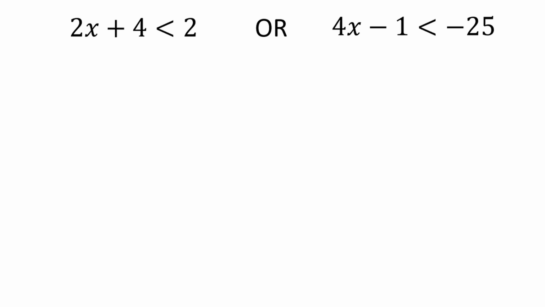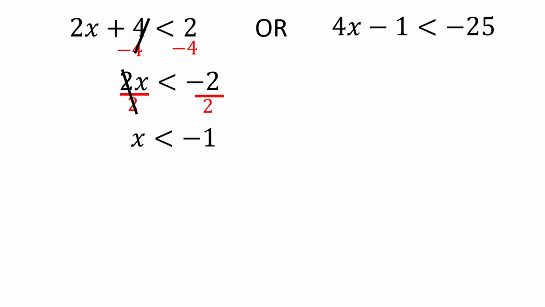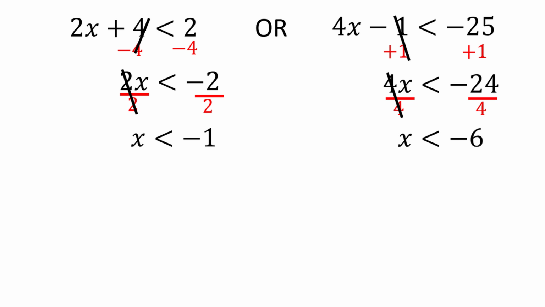Consider the two inequalities 2x plus 4 is less than 2 or 4x minus 1 is less than negative 25. We begin by solving each inequality separately for x. For the inequality on the left, we subtract 4 from both sides to get 2x is less than negative 2. Then we divide by 2 to get x is less than negative 1. For the inequality on the right, we add 1 to both sides to get 4x is less than negative 24. Then we divide by 4 to get x is less than negative 6.